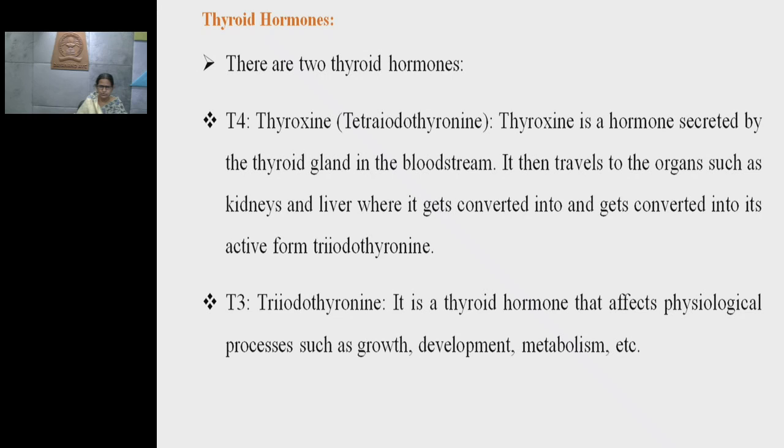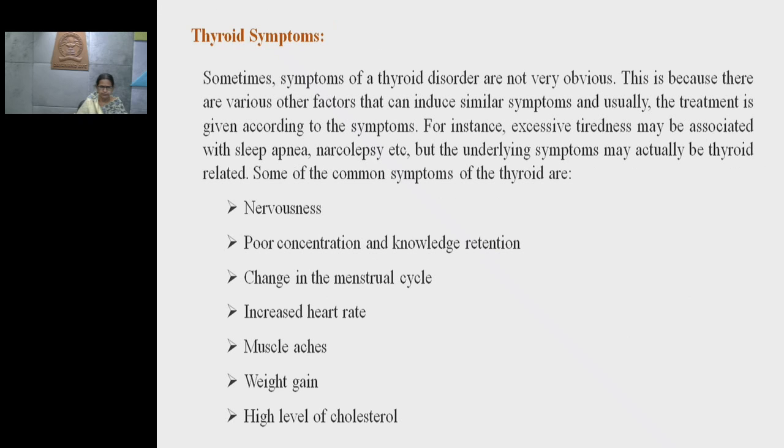There are 2 thyroid hormones. T4, that is thyroxine, that is tetraiodothyronine. Thyroxine is a hormone secreted by the thyroid gland into the blood. It then travels to organs such as kidneys and liver, and gets converted into the active form, that is triiodothyronine. Then the second hormone, that is T3 hormone or triiodothyronine. It is a thyroid hormone that affects physiological processes such as growth, development, and metabolism, etc.